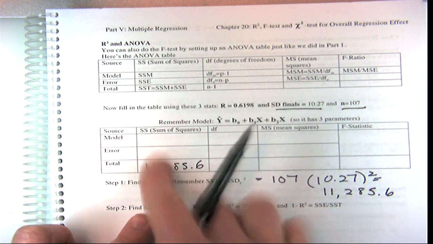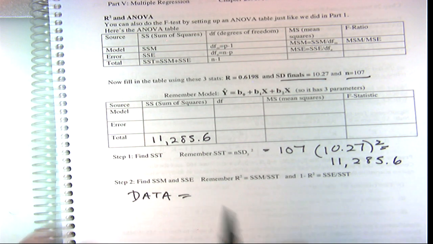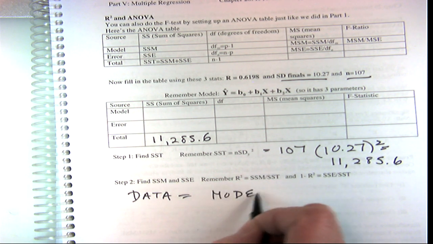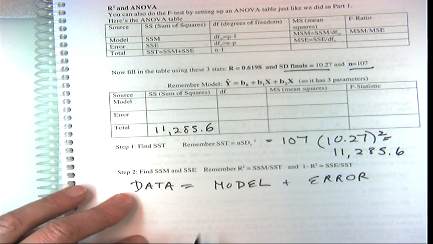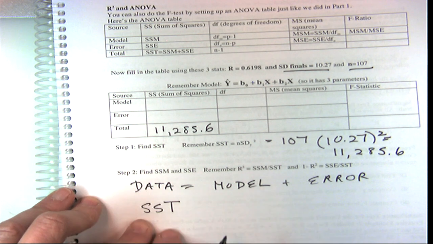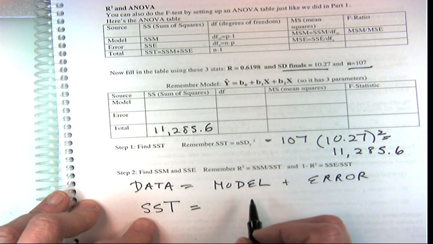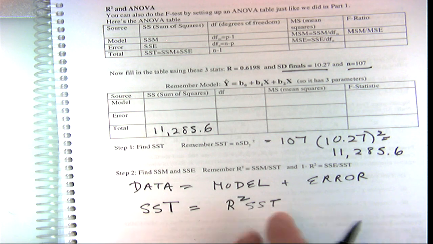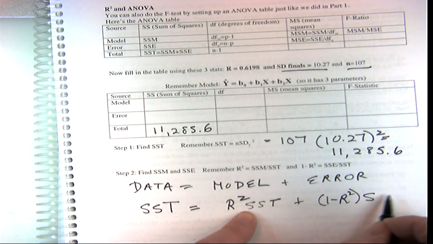Now, how are we going to find this, and how are you even going to remember it? Just go back to our whole picture. You have this data, all these y's, and you want to break it into two parts, a model and error. The spread of the y's, the variability of the y's, is the sum of squares total. We break this SST into the part R squared, the proportion due to the model, and 1 minus R squared, the proportion due to the error.